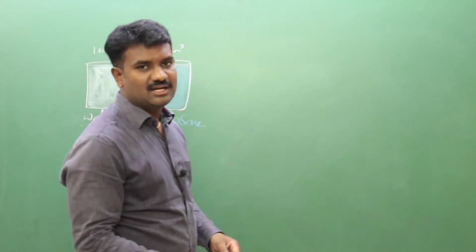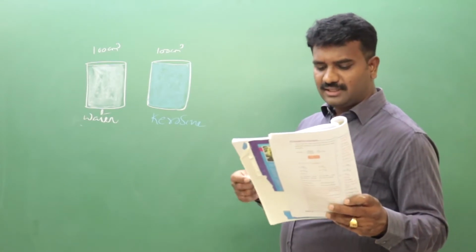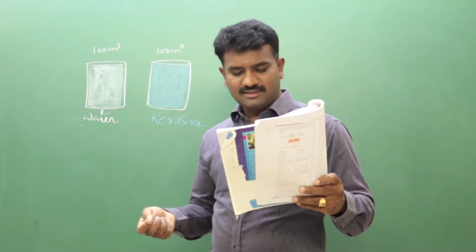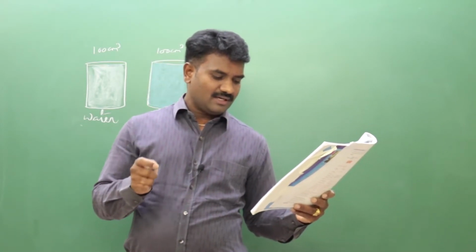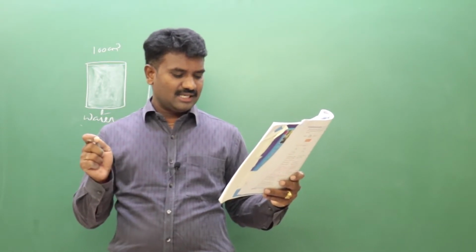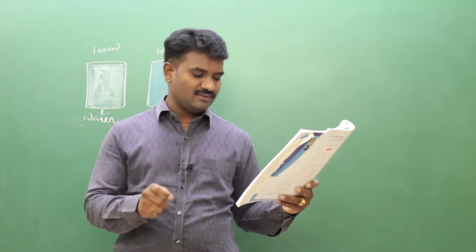Now let us check the options and answer it. The matter in water is more densely packed than kerosene. The matter in kerosene oil is more densely packed than water. Water and kerosene are equally occupied. Water and kerosene oil occupy the same volume. None of these. So you decide.